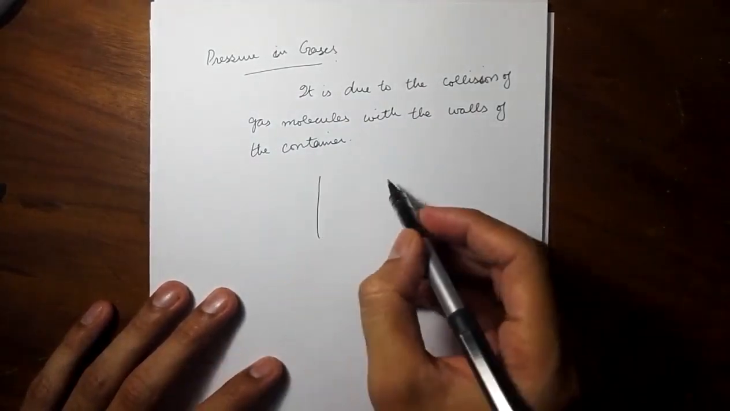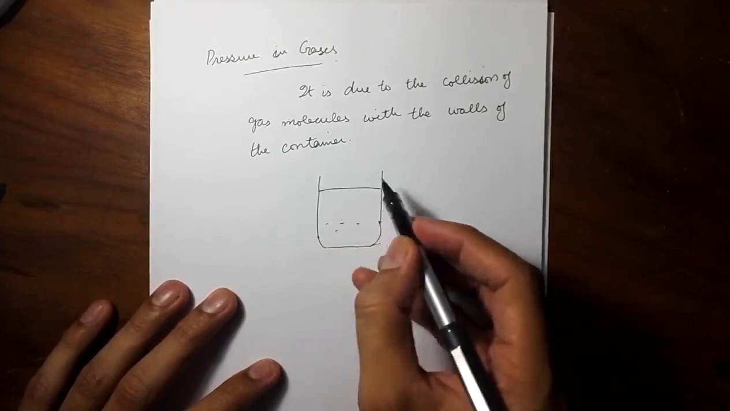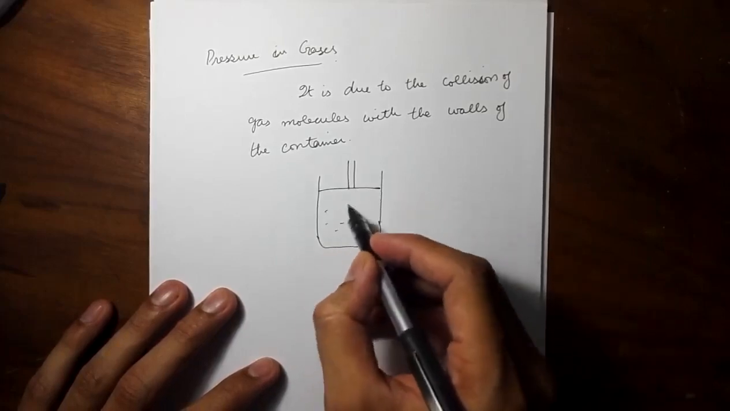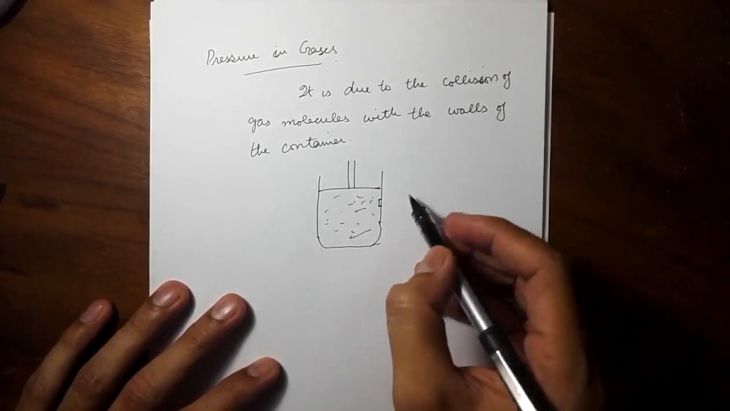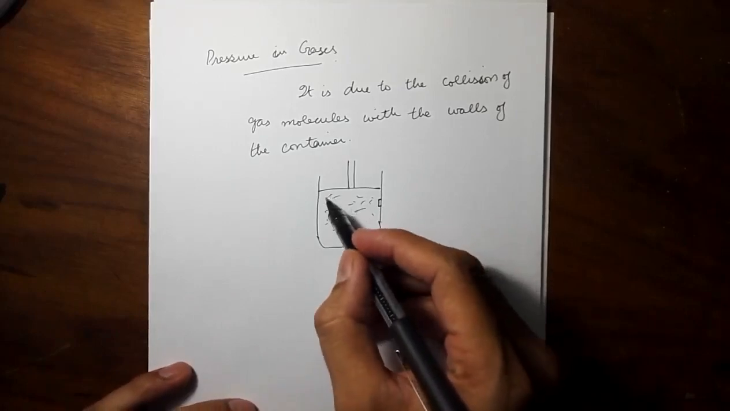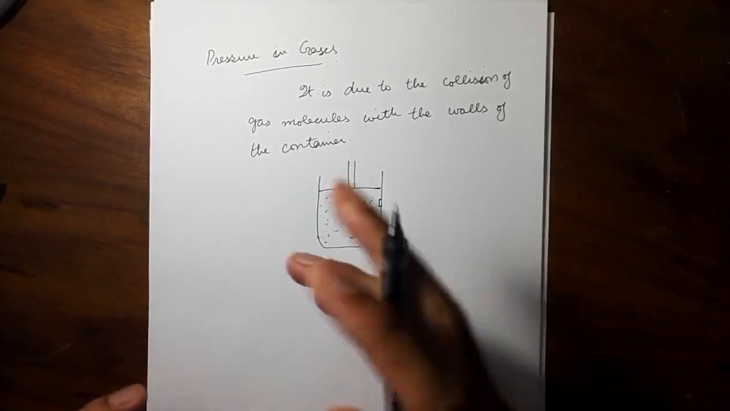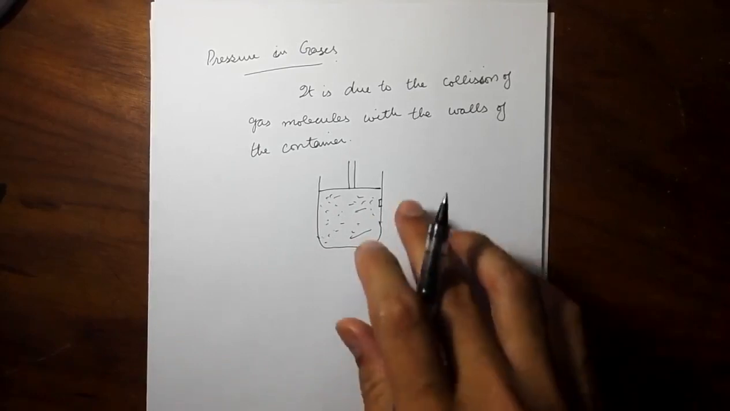Let's suppose there is a container, and in this container there are gas molecules. There's a piston over here. Now the pressure exerted on the walls of the container will be due to the random collision of gas molecules with other molecules and with the walls of the container. The more the collision, the more will be the pressure on the walls of the container.